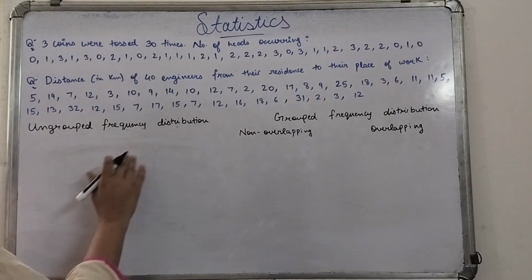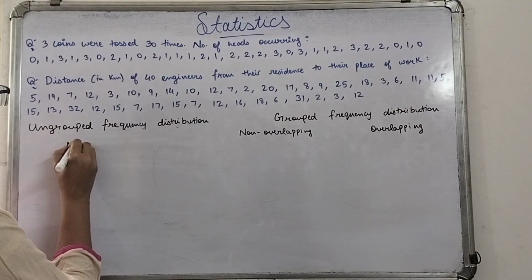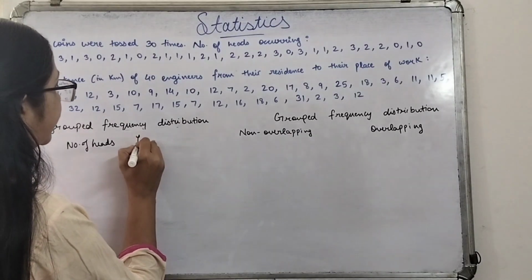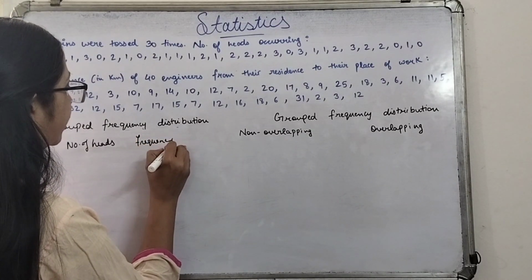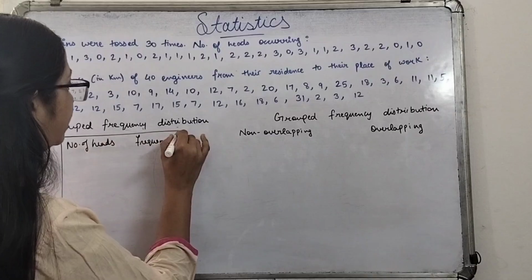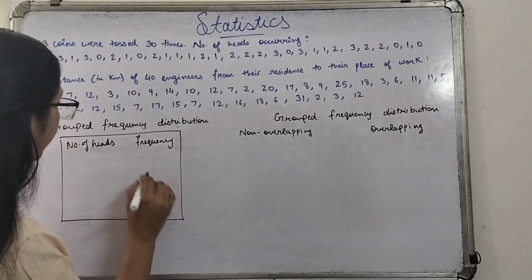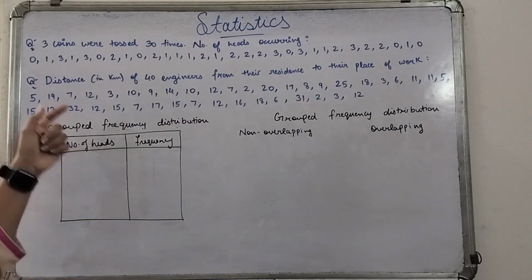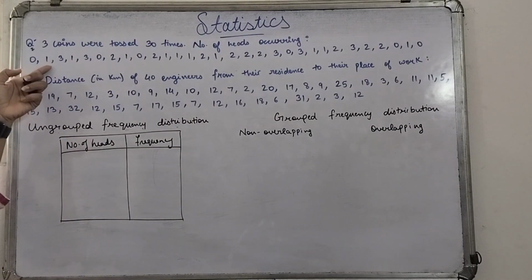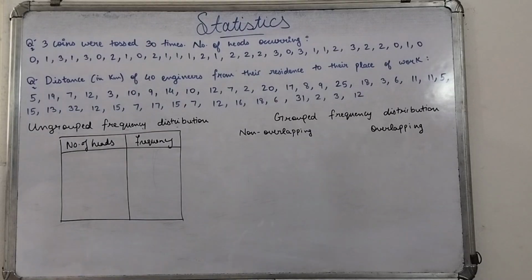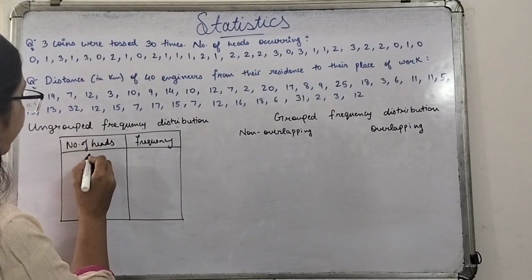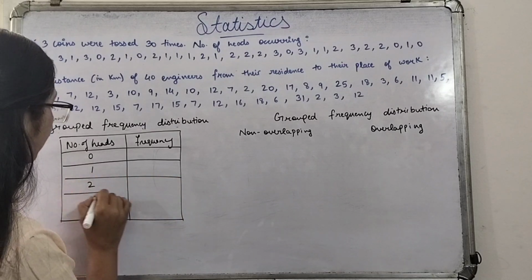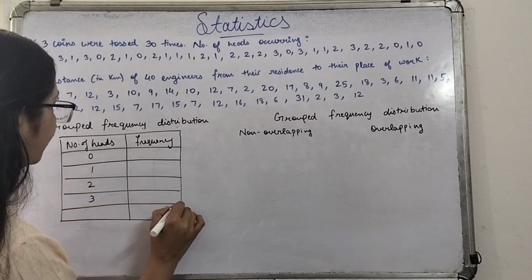We will be making 2 columns. One will show the number of heads, and the other column will be the frequency. So we have made a table in which we have taken 2 columns: one is the number of heads, the other shows the frequency. How many times are heads coming? Either 0 times, or 1 time, or 2 times, or 3 times, because 3 coins were tossed. So we will be writing over here 0, 1, 2 and 3. These are the number of heads.